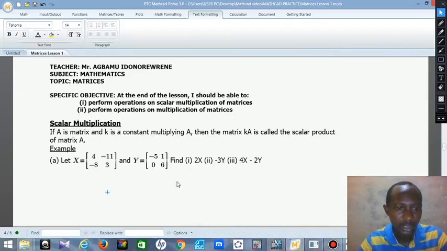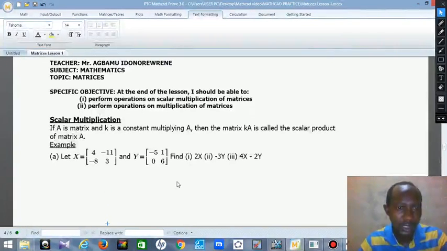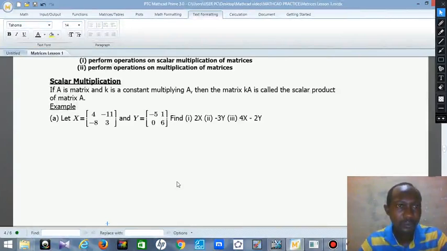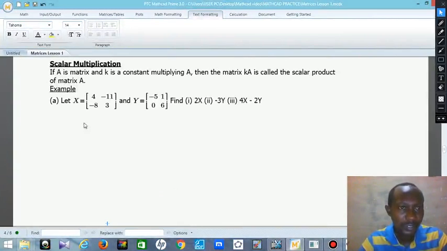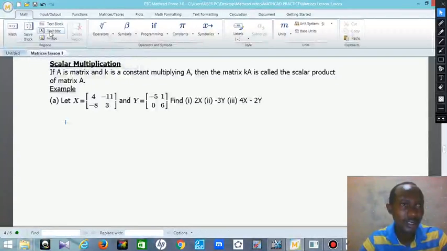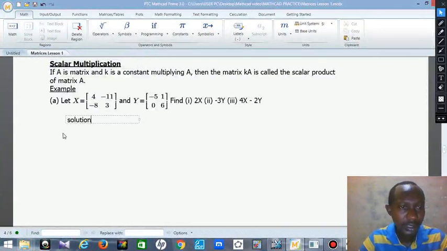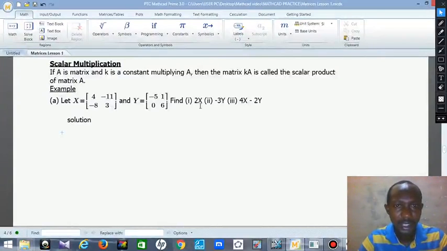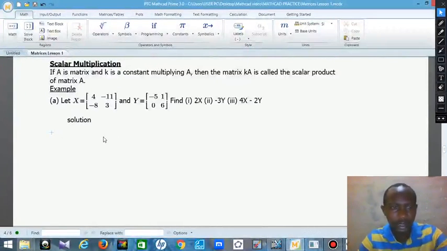Okay, let's go straight to the solution. Let's see how we are going to solve it. It's not a difficult thing. All you need to do is, let's write our solution down. Solution. All you are going to do here is, you already know X as this matrix, and that is the first question. I say we should find 2X. So just go straight to the point.